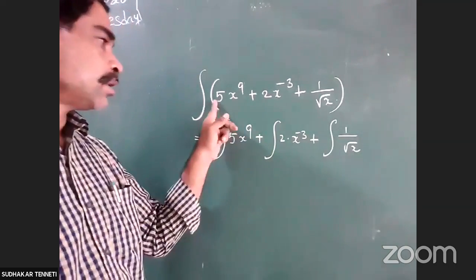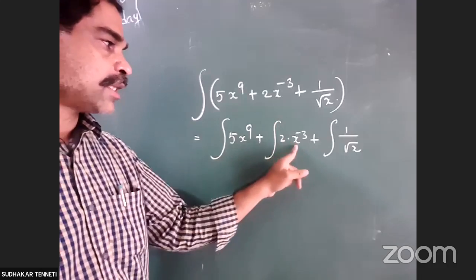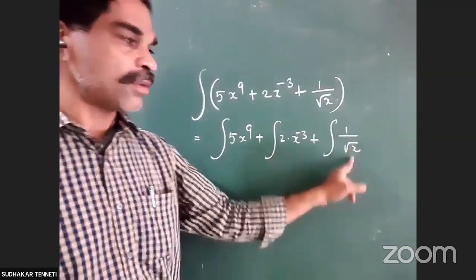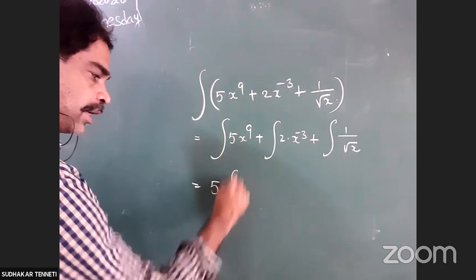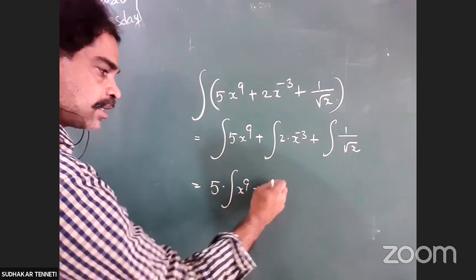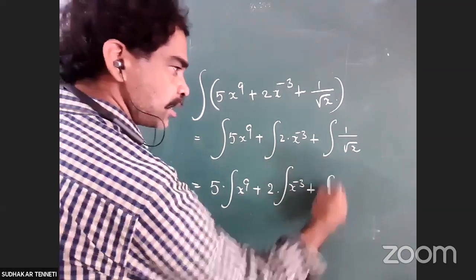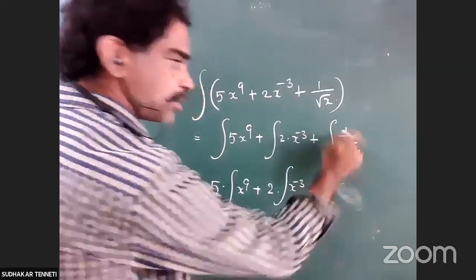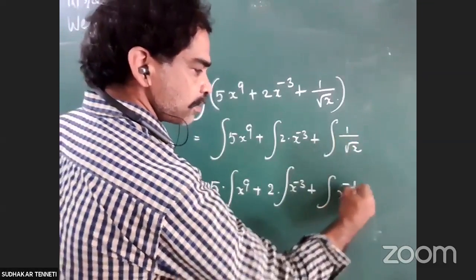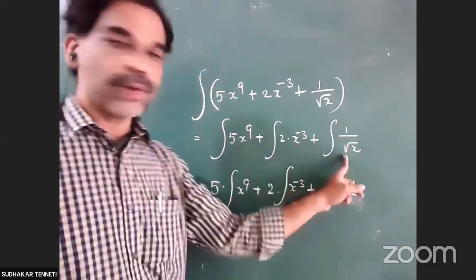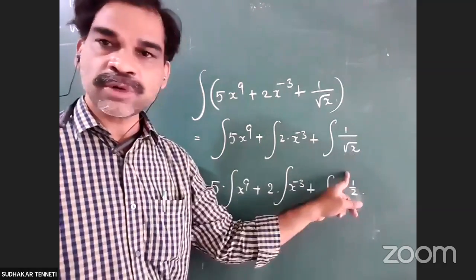So this is integration. This integral of 5x power 9 plus integral of 2 into x power minus 3 plus integral of 1 by root x. That is, bring this constant again, 5 into integral of x power 9 plus 2 into integral of x power minus 3 plus integral of 1 by root x means what? Can I write directly 1 by root x means 1 by x power half, that means x power minus half. 1 by root x means root x can be written as x power half. 1 by x power half means x power minus half.